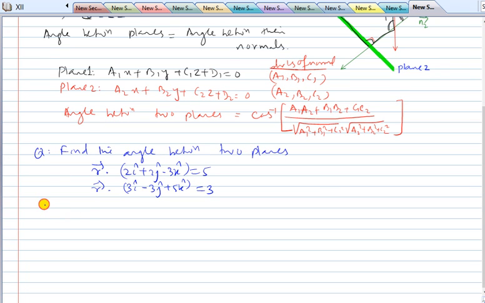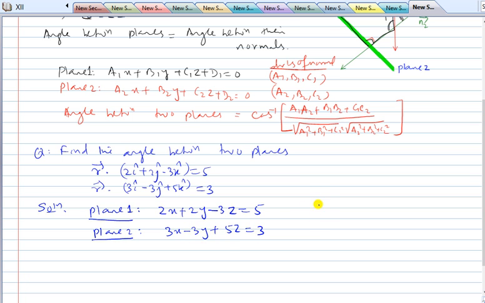So if I go on finding, this is my plane 1, I will convert it to Cartesian equation. In place of r dot I will put xi plus yj plus zk. So the equation will be 2x plus 2y minus 3z equals to 5, and this is my plane 2 which has the equation 3x minus 3y plus 5z equals to 3. Here the DRs of the normals, I need that for the angle. This is 2, 2, minus 3, and this is 3, minus 3 and 5.